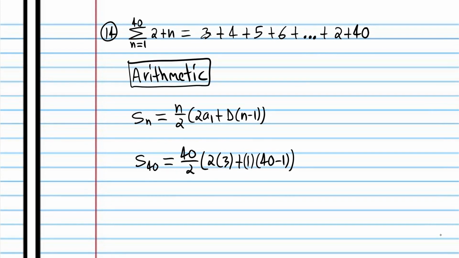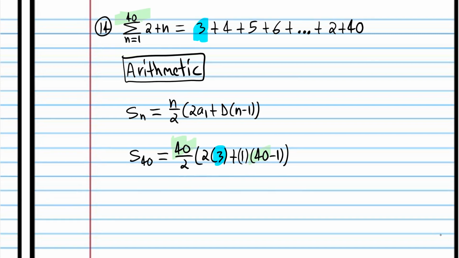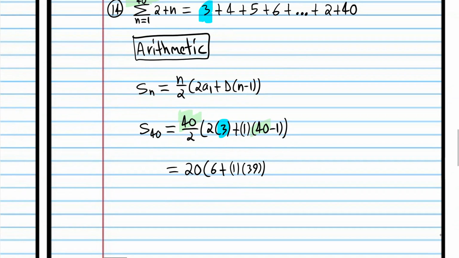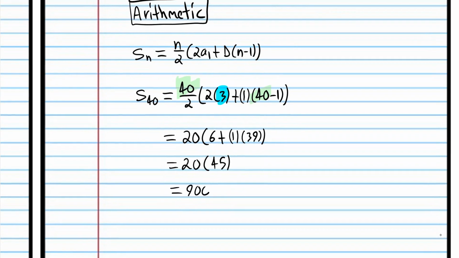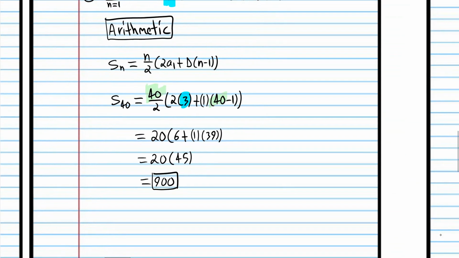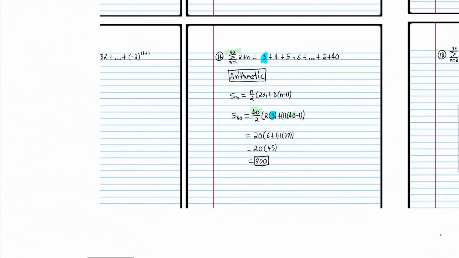So now all we have to do is simplify. So we have 20 times 6 plus 1 times 39. 20 times 6 plus 39 would be 45. Do the math and you get 900. So if you got that right, excellent.